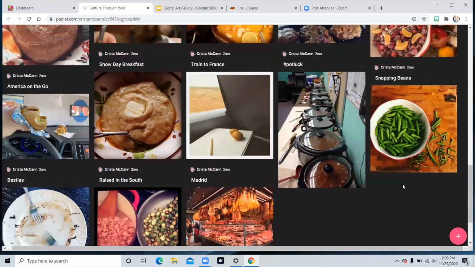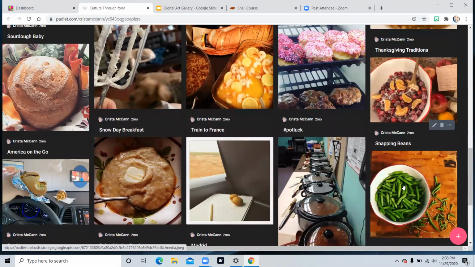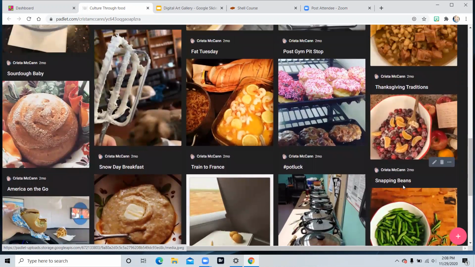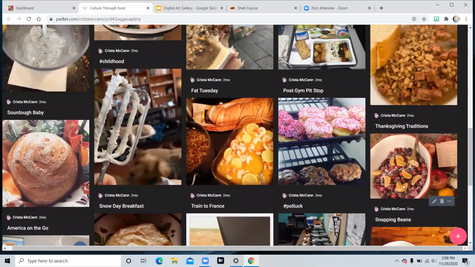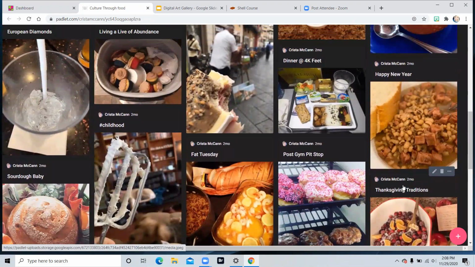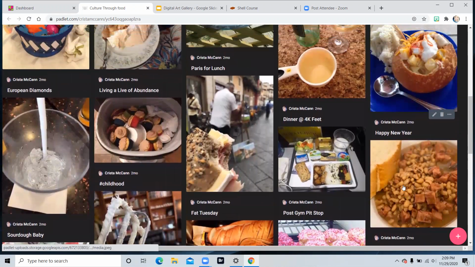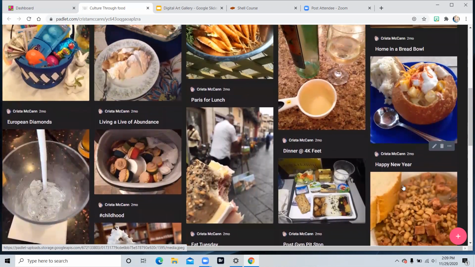So your job is to take a photo, consider the angle, consider the lighting, consider the background, but you're trying to convey an image of culture. And like I said, it's not necessarily talking about ethnic food, but what is that picture showing? What story is it telling?